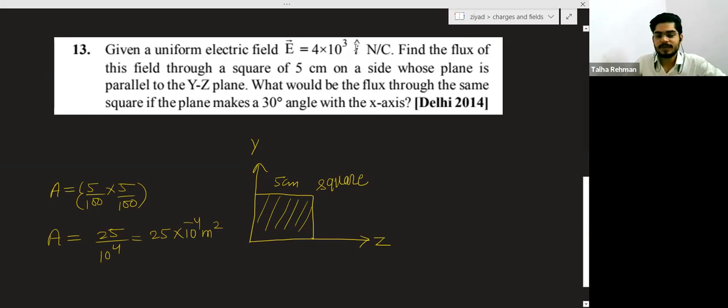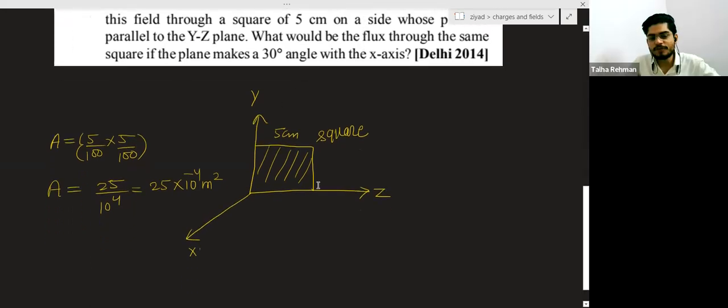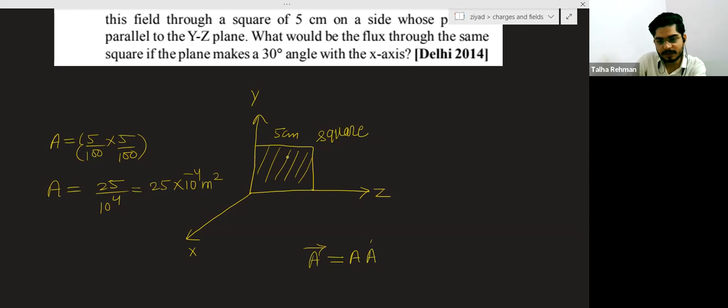This is i cap, and I have told you i cap represents the x-axis, so I am taking the x-axis in this direction. Also this is the plane of this area, and we also have to find the normal vector, means we have to find the area vector. For the area vector, we should have the magnitude of the area, means A, and the unit vector in the perpendicular direction of the area, means we have to find the unit vector of the area.